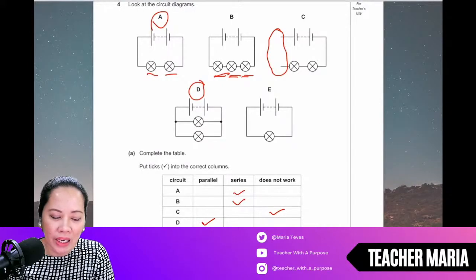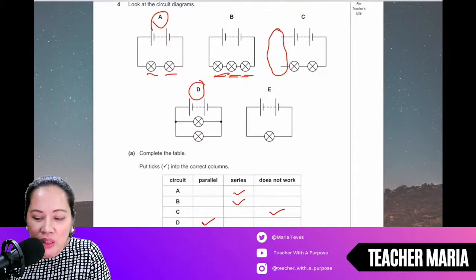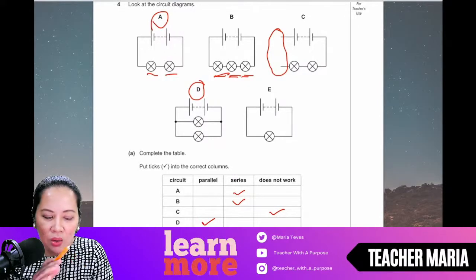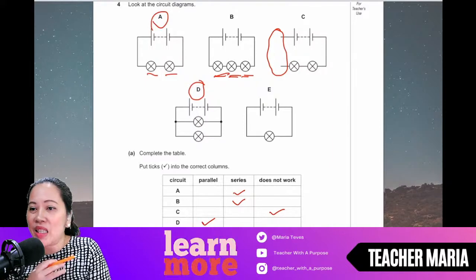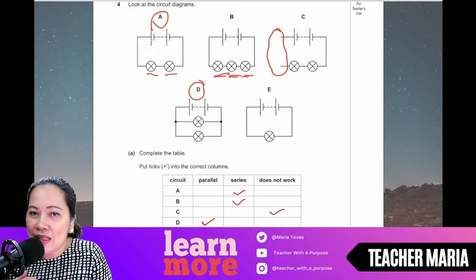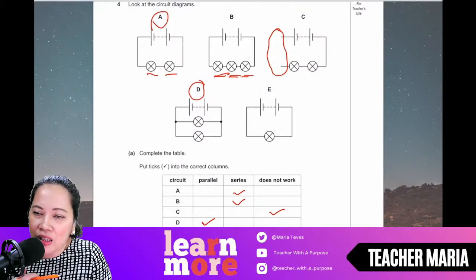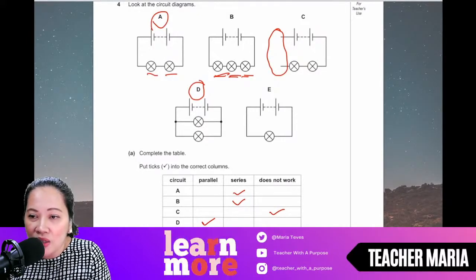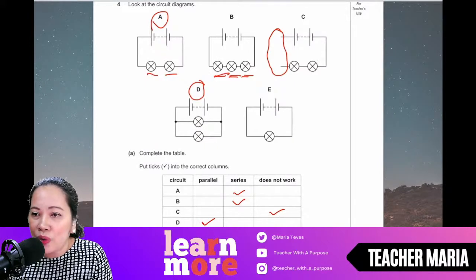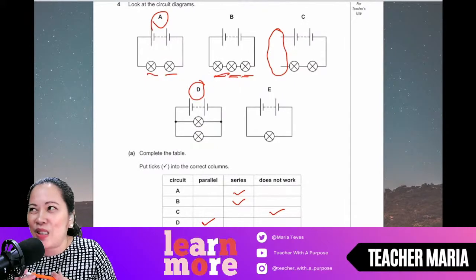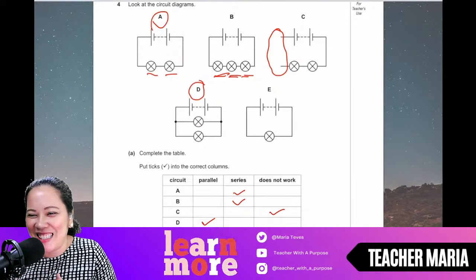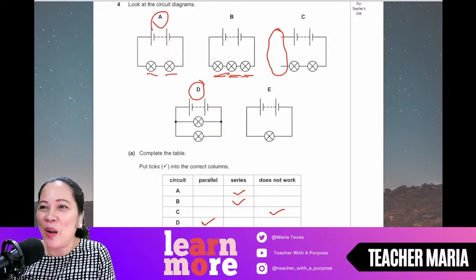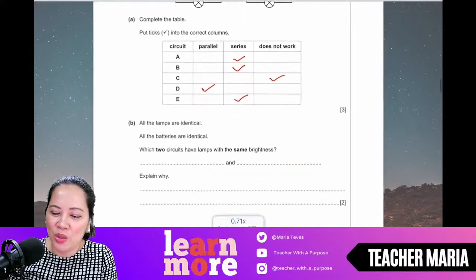Okay, so again, if your current is flowing in one line or one flow, it doesn't branch out. That means that it's a series. However, if your current is being divided and it flows through two or three different branches, it splits into branches. That's why it's called branch. Then it is a parallel.